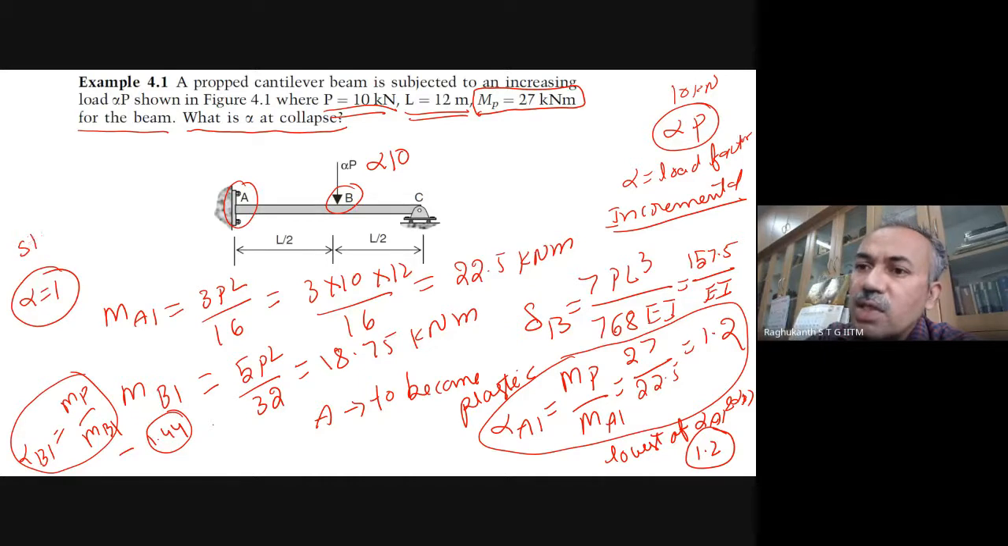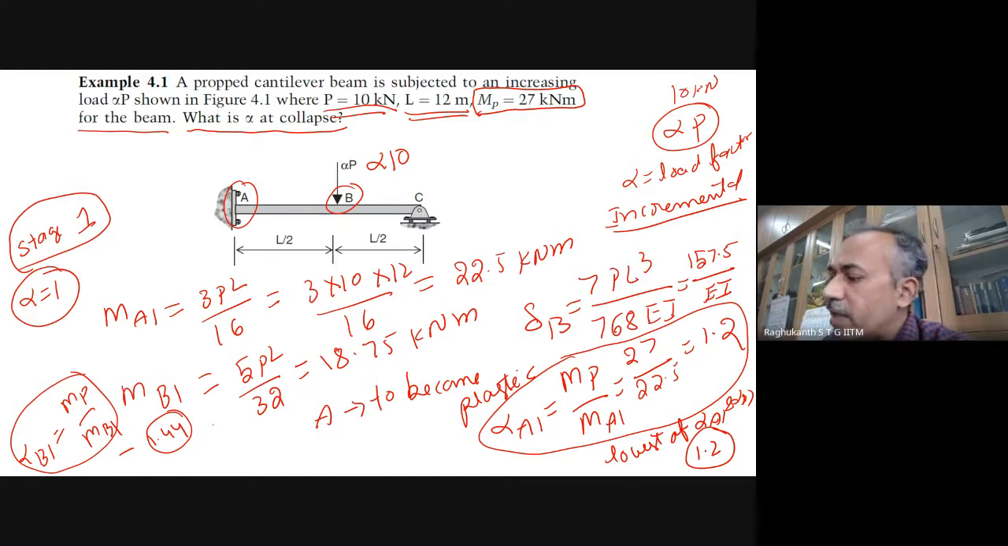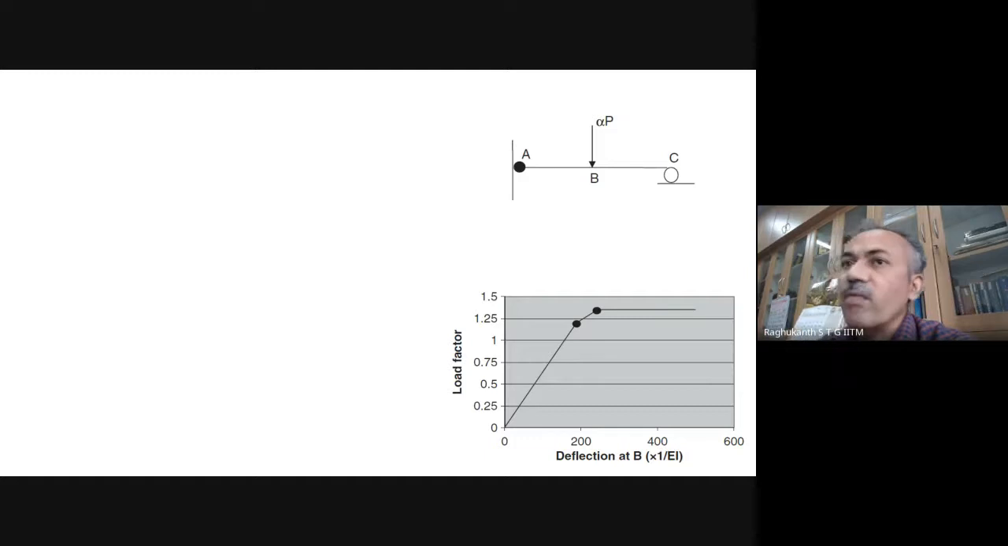So this we call stage 1. Because it's an indeterminate structure, we have to do it in stages. So the load factor is 1.2. Now we calculate the remaining things. With 1.2, the load becomes alpha 1.2 into 10, that is 12 kilonewton.